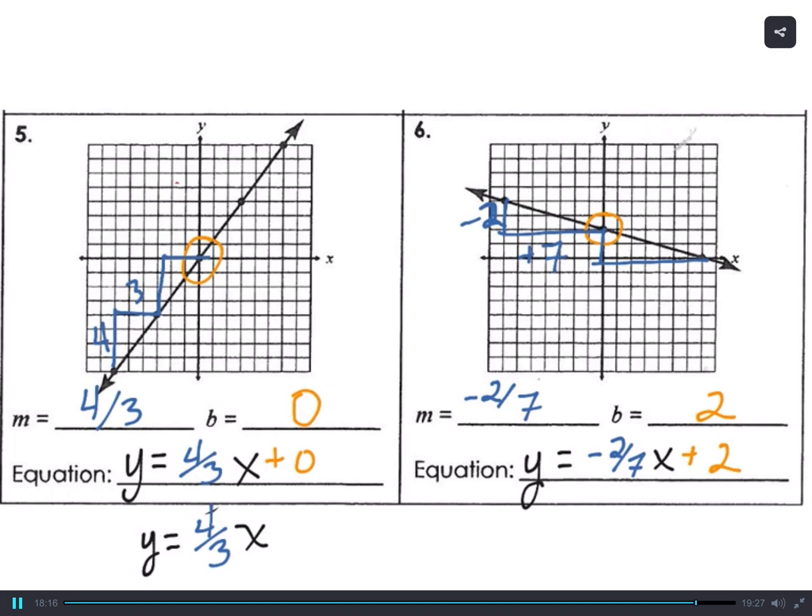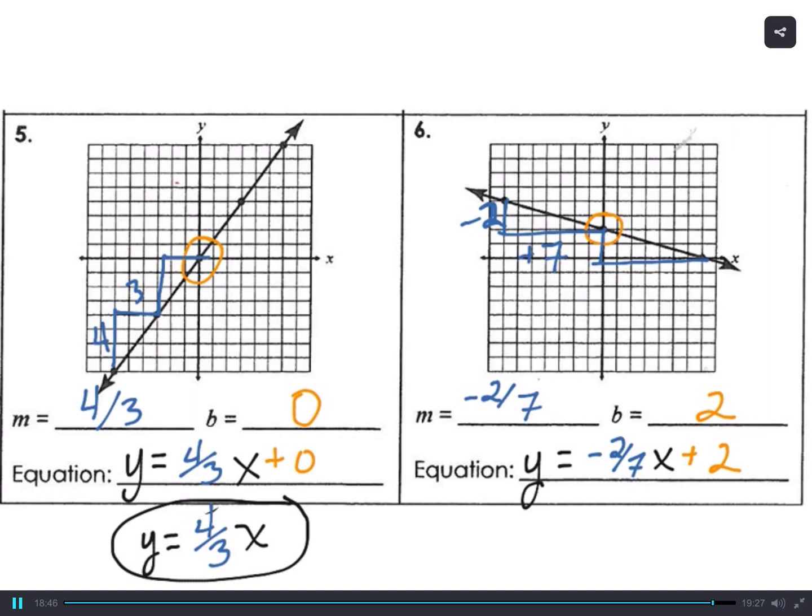All right, here are the solutions for examples 5 and 6. And I just want to point out in number 5 that because my y-intercept was at 0, I did write y equals 4/3 x plus 0, but then I also simplified that here down below. You do not have to write the plus 0 if that is the y-intercept.